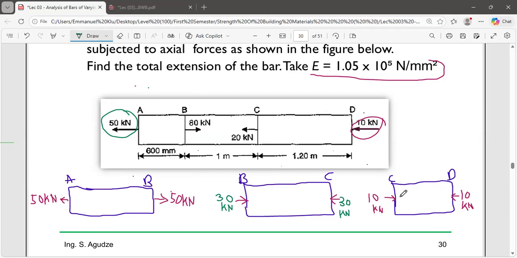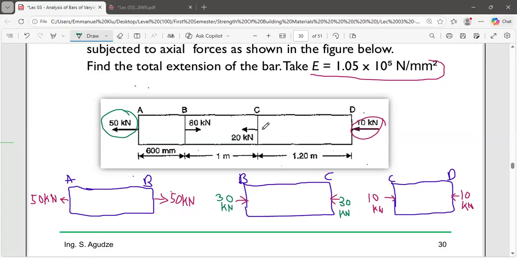Now if you want to get the forces at BC, what are we going to do? Let's compare the force at A and B to get the force at B. At A, we have 50 kilonewton moving outside the bar. And at B, we have 80 Newton also moving outward. So you see that they are moving in different directions. So we just have to subtract them to get the force at B. If you subtract the 50 from 80, you're going to get 30.